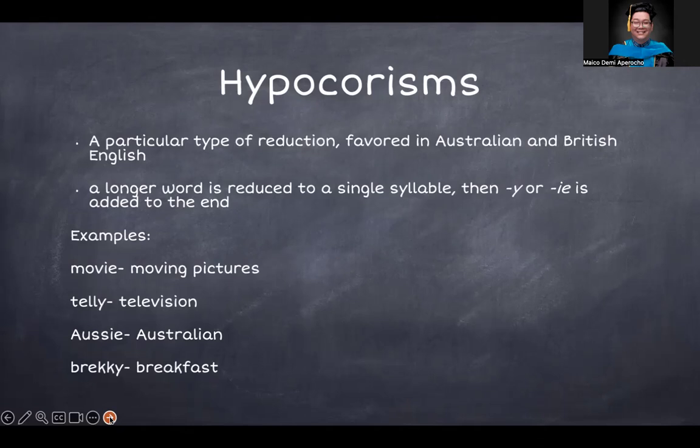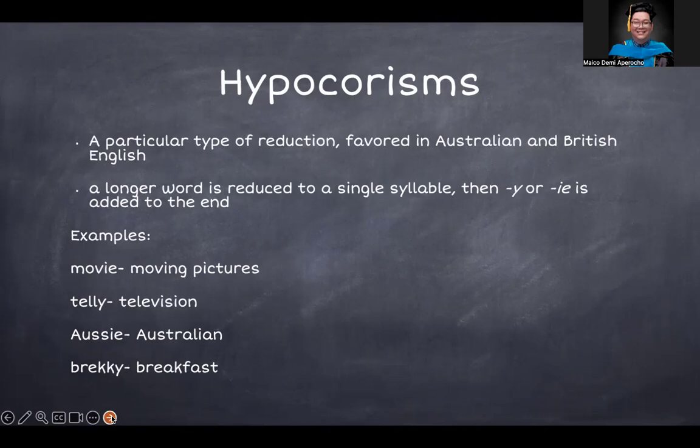So, as we can see here, hypocorism is usually existent in Australian and British variants of English. When there is a long word, it's typically reduced to a single syllable only, and then it's affixed with Y or IE at the end of the word. For example, instead of saying moving pictures, we say movie. Instead of saying television, we say telly. Instead of saying Australian, we say Aussie. Instead of saying breakfast, we say brekkie. So that is an example of hypocorism.